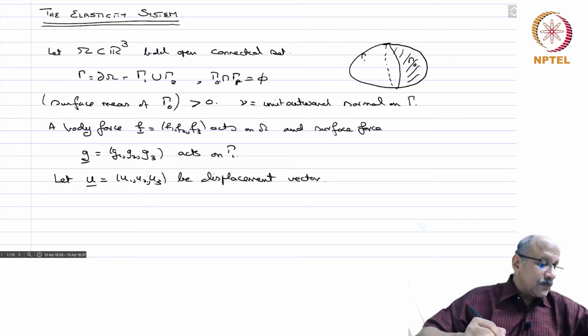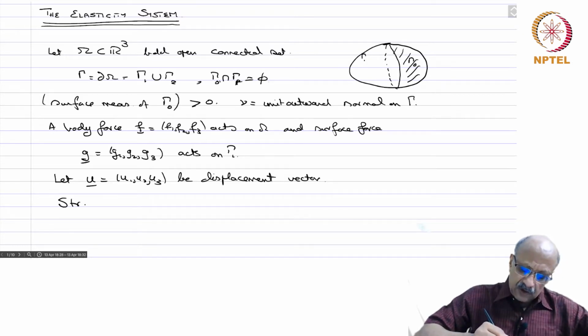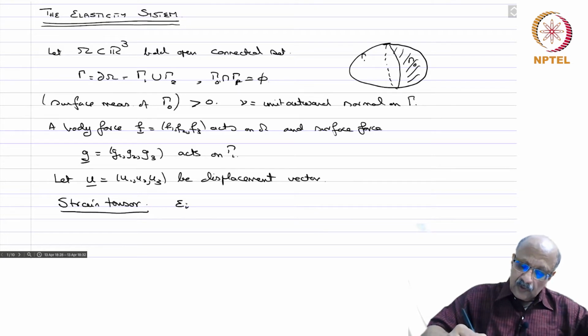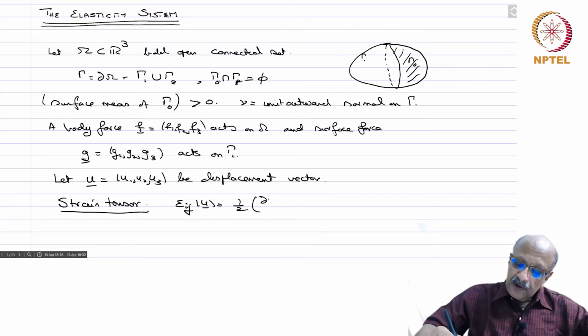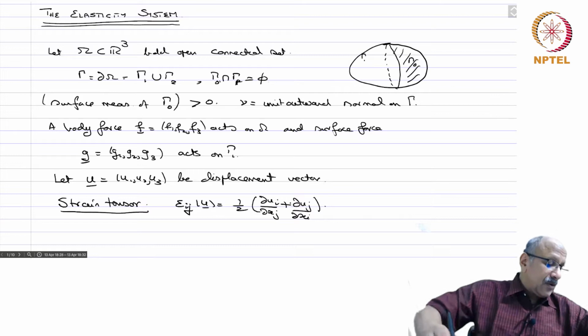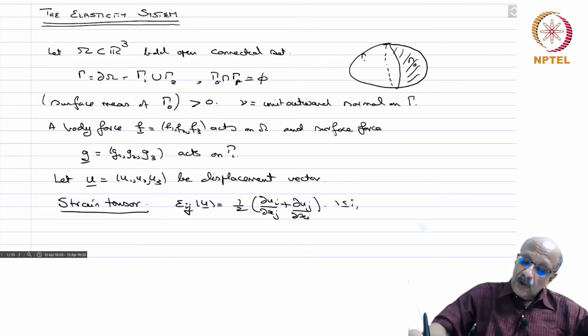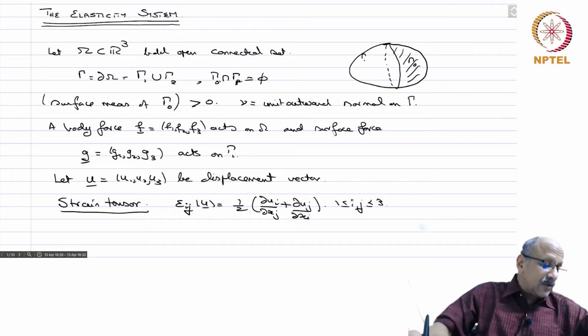Then we know. Now we have the strain tensor. We have seen this already in the context of Korn's inequality. So we have epsilon ij of U equals 1/2 of dui by dxj plus duj by dxi. This is a symmetric tensor. Okay, so 1 less than or equal to i, j less than or equal to 3.